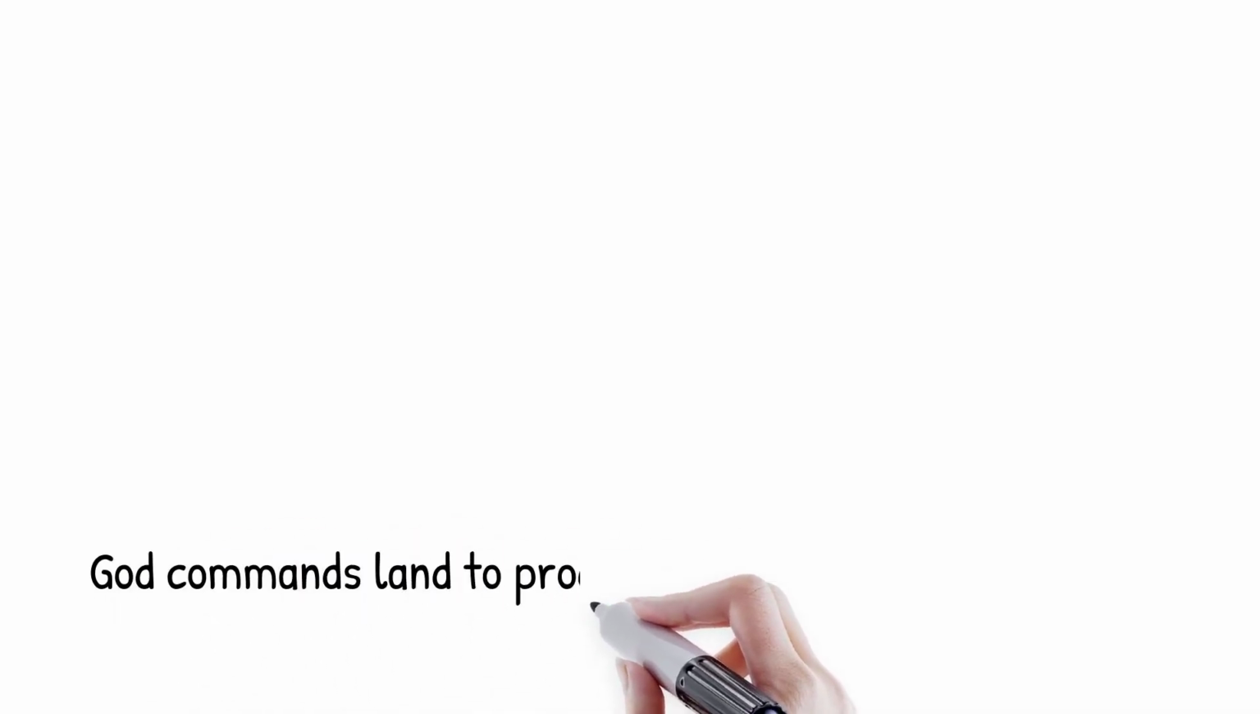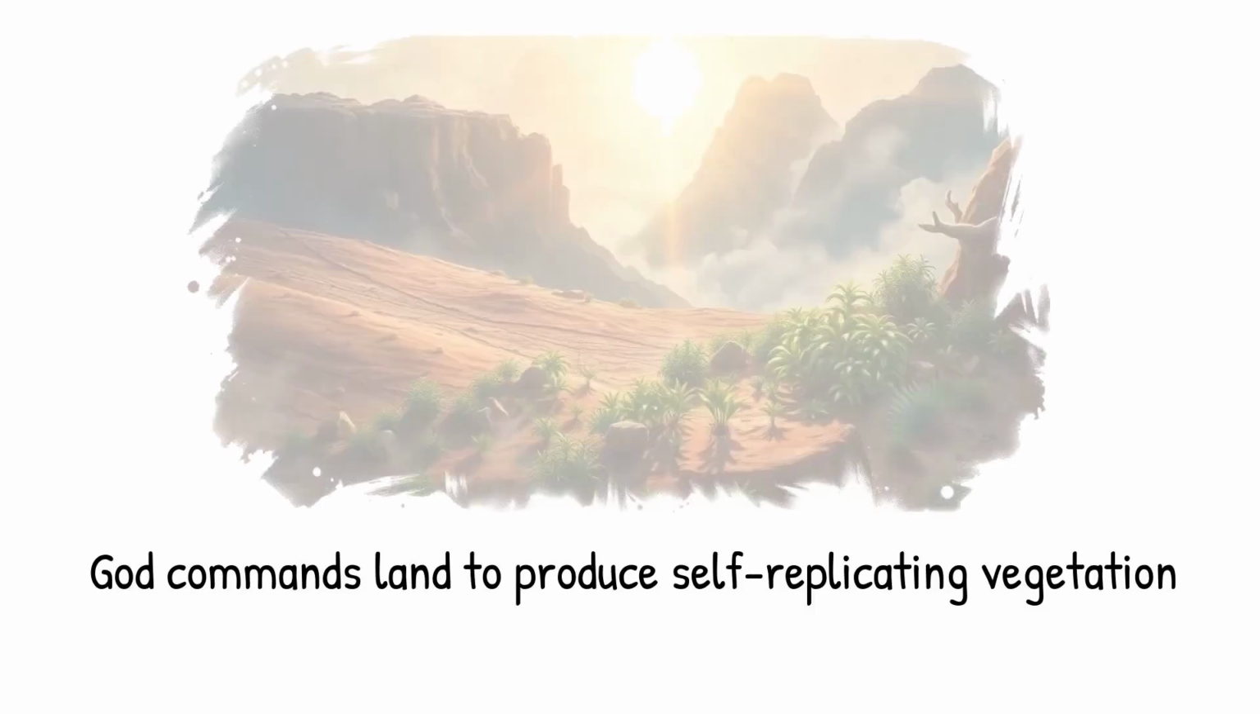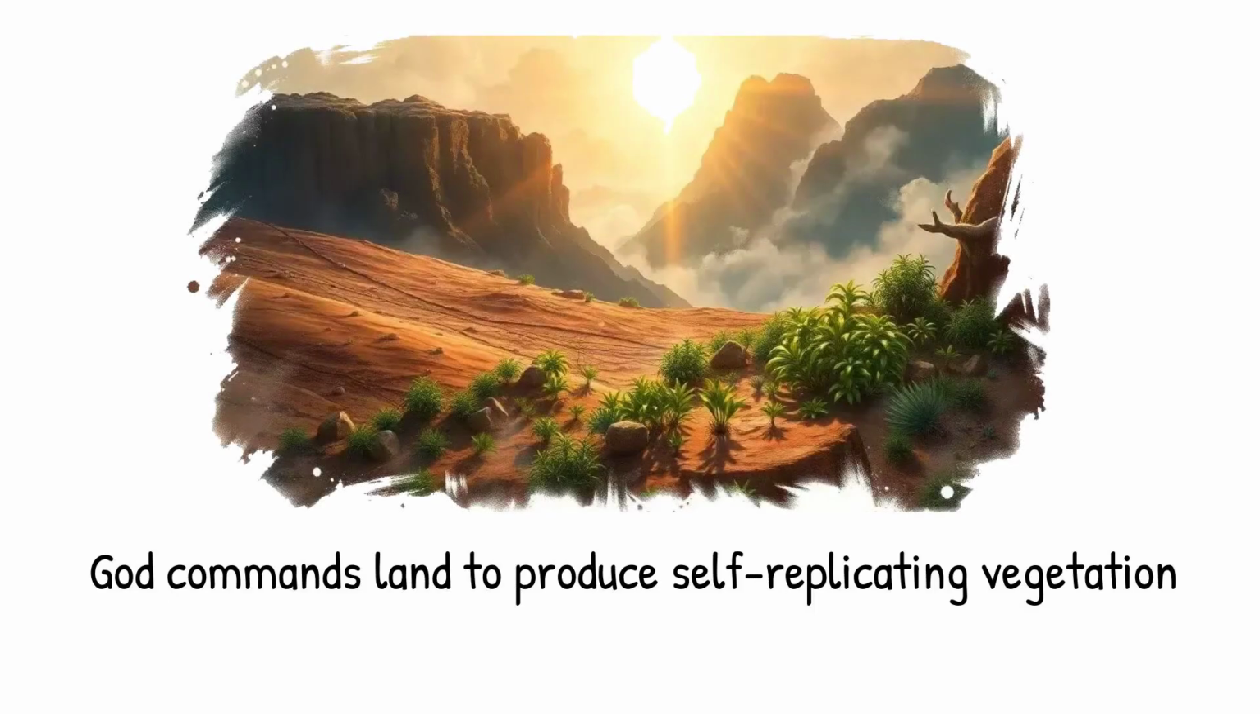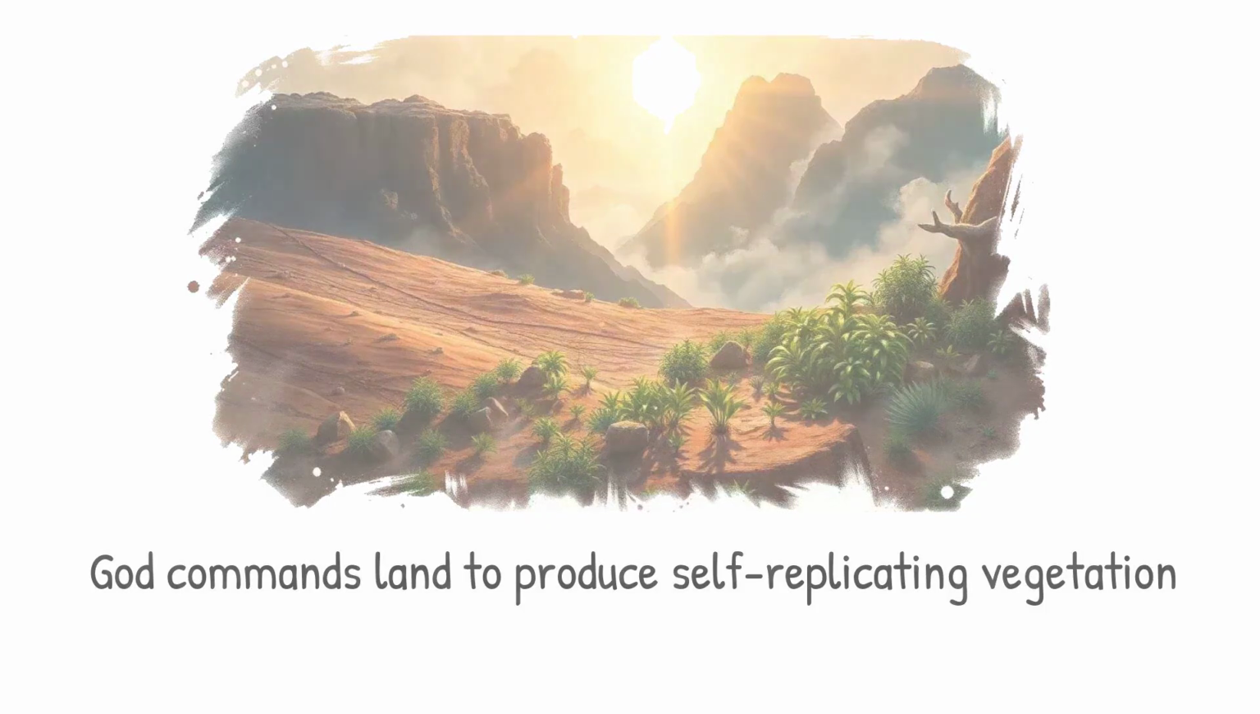Genesis 1:11 shows God turning the newly revealed dry land into a living, fruitful world by commanding it to produce vegetation that can keep reproducing on its own. It is the second part of day 3. First, land appears, then God clothes it with life.